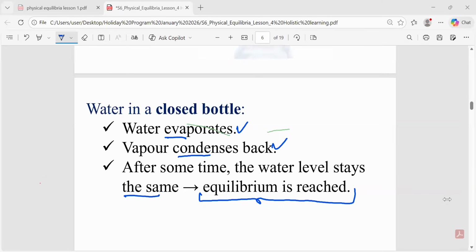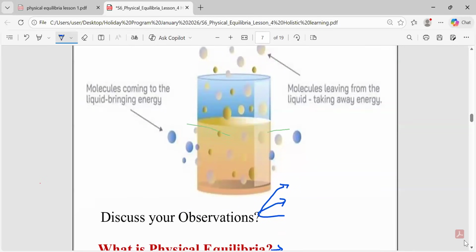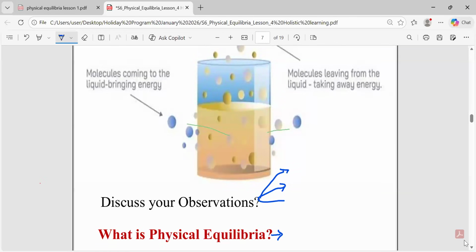Oh, okay, teacher, thank you so much. Okay, welcome. Let me have someone take us through this page, and then we derive the definition of what physical equilibrium is, because that was one of the learning outcomes of this lesson. Yes, Lydia.